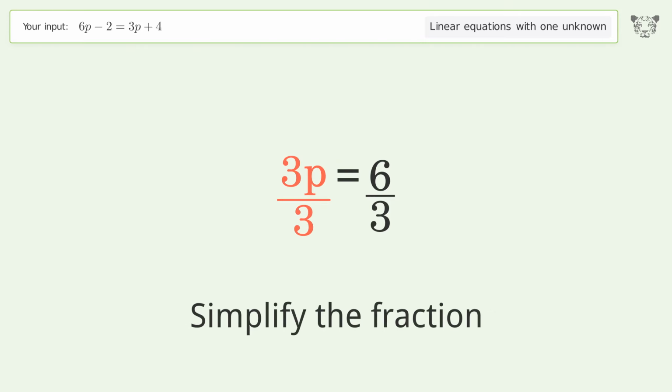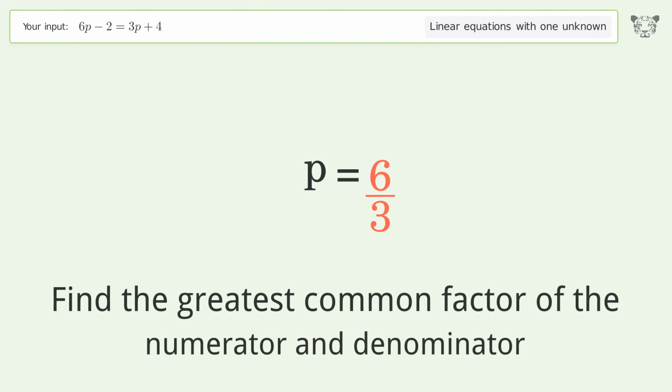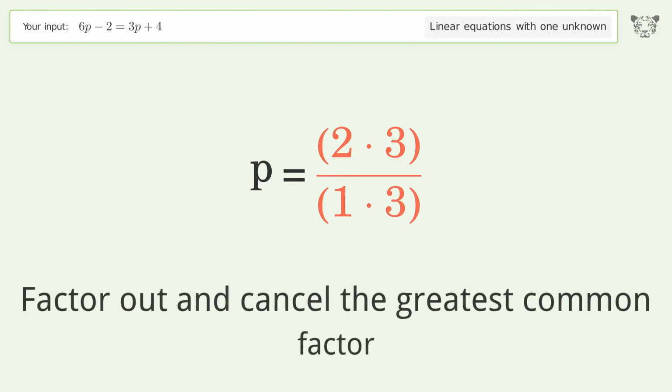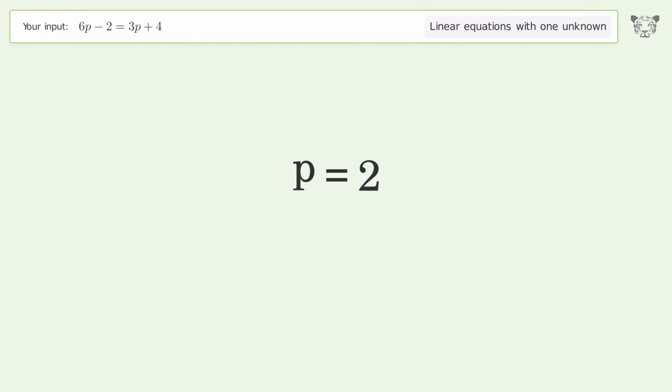Simplify the fraction. Find the greatest common factor of the numerator and denominator. Factor out and cancel the greatest common factor. And so the final result is p equals 2.